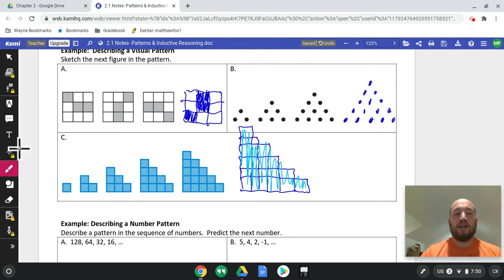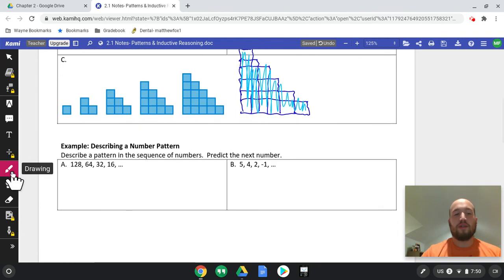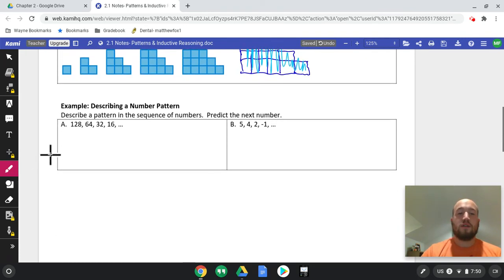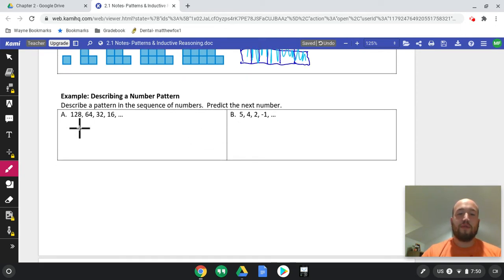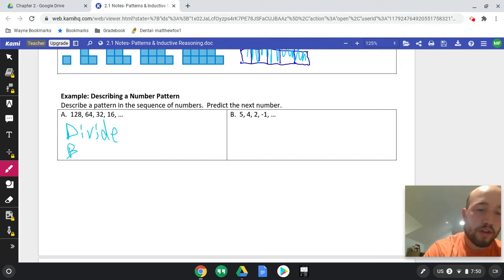All right, so now sometimes we have numerical patterns instead. So if we look here, it says describe a pattern in the sequence of numbers, predict the next number. So 128, then 64, then 32, then 16. Each time, hopefully you guys see it, it is dividing by 2. So the next one, 16 divided by 2 will be 8.